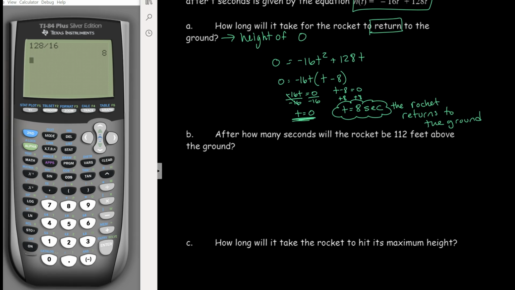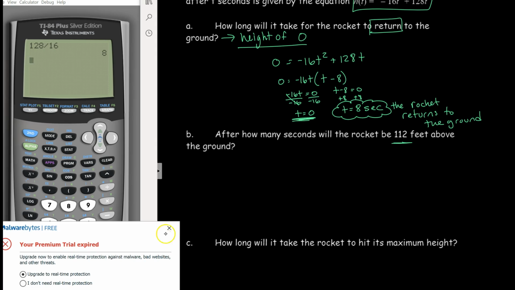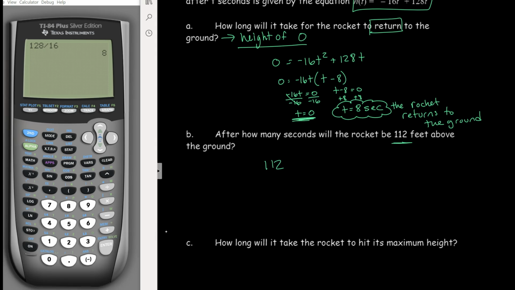Okay. After how many seconds will the rocket be 112 feet above the ground? What do we do now? We wanted to know in part A when the height was 0. Now what do we want to know? When the height is 112. So instead of putting 0 in for h, what are we going to put? 112 in for h. So 112 equals negative 16t squared plus 128t.